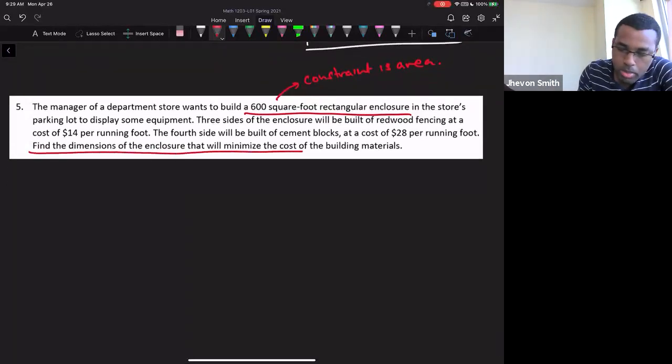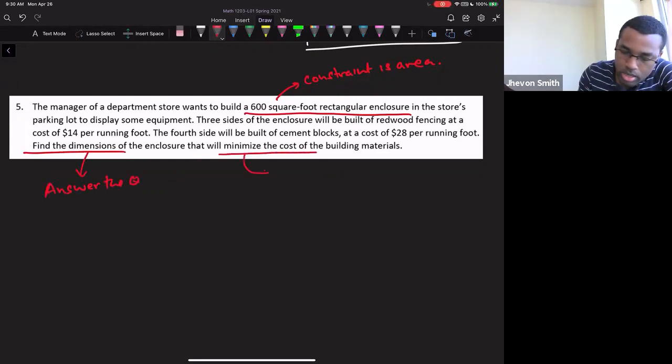So we want dimensions that will minimize cost. Cost is objective, want to minimize. Or to get a little bit more specific, could think of this, find the dimensions. That part refers to the answer the question part. And minimize cost, that is the objective.